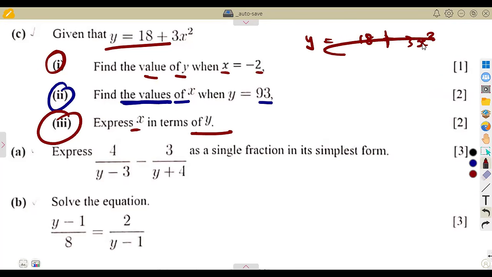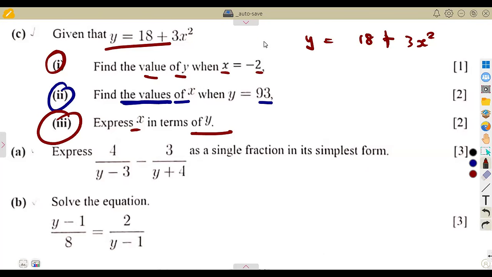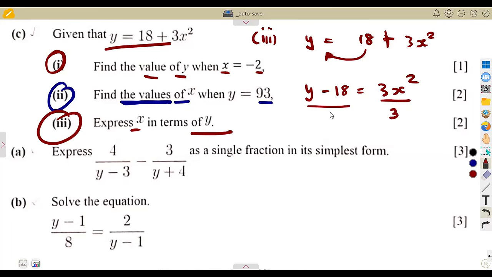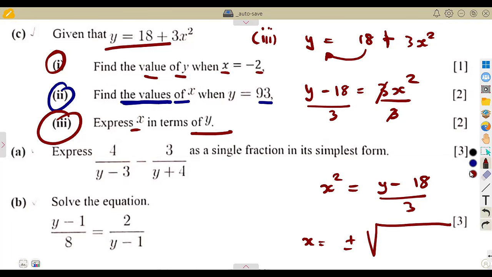Express x in terms of y from the same expression. This is now change of subject. From the same question, express x in terms of y. So how can we make x the subject? We transpose the 18 there, subtract. It is equal to 3x squared. What is affecting x squared is 3. So you can divide by 3 on both sides. That means x squared is equal to y minus 18 over 3. There is a square. So just like what we saw in the previous case, to remove the square, we must have the square root. So x is going to be plus or minus the square root of everything. The square root is supposed to cover the 3 as well, so it is all under the square root. So this is y minus 18 all over 3.